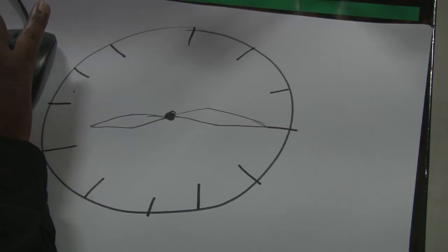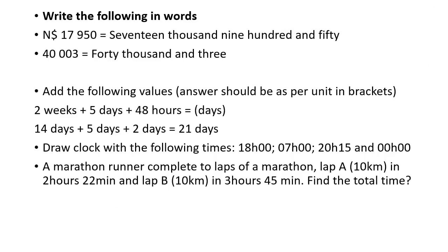Now, let's look at this one. A marathon runner completes a lap of a marathon. Lap A is 10 kilometers. He completed it in 2 hours, 22 minutes. And lap B is 10 kilometers also, but he completed lap B in 3 hours, 45 minutes. Find the total time. So what they are saying here, actually, you just have to add 2 hours, 22 minutes, and you add it to 3 hours, 45 minutes. So this is how you add it.